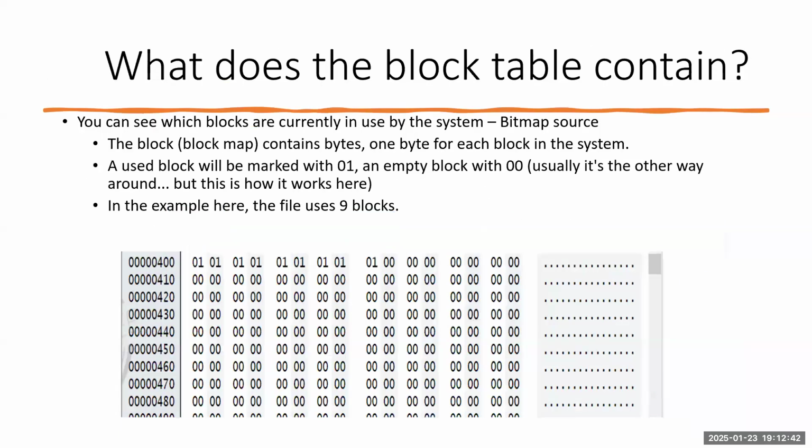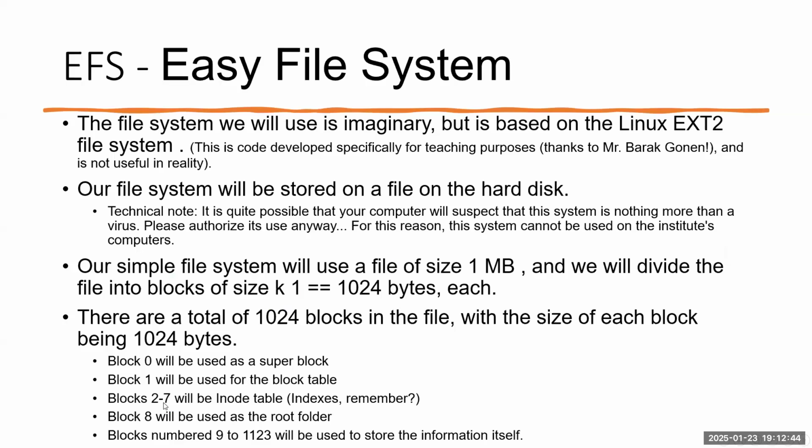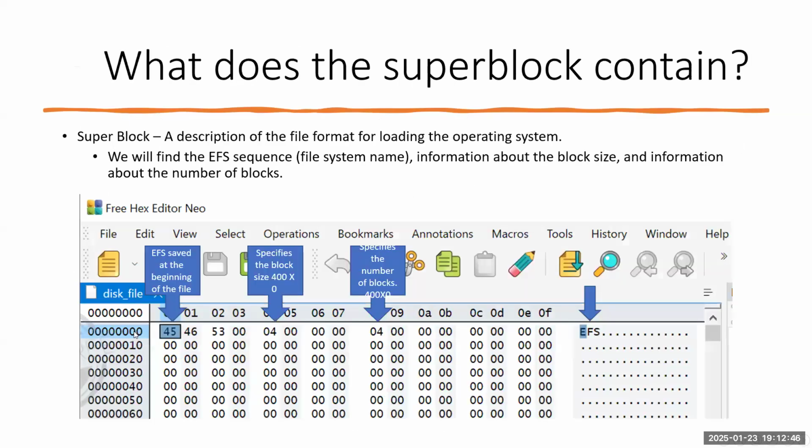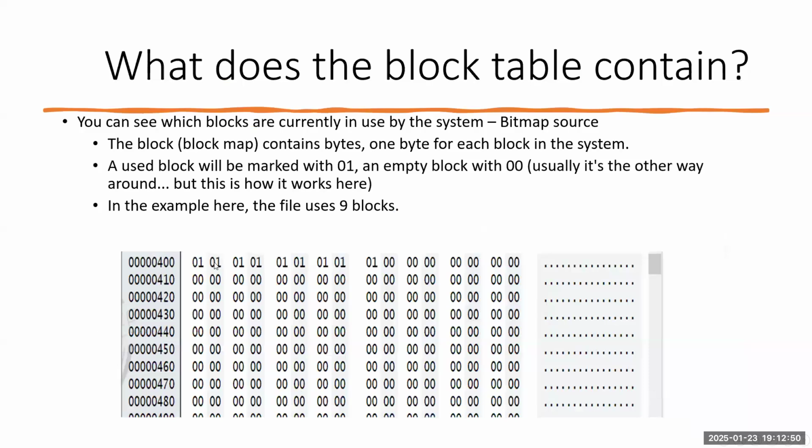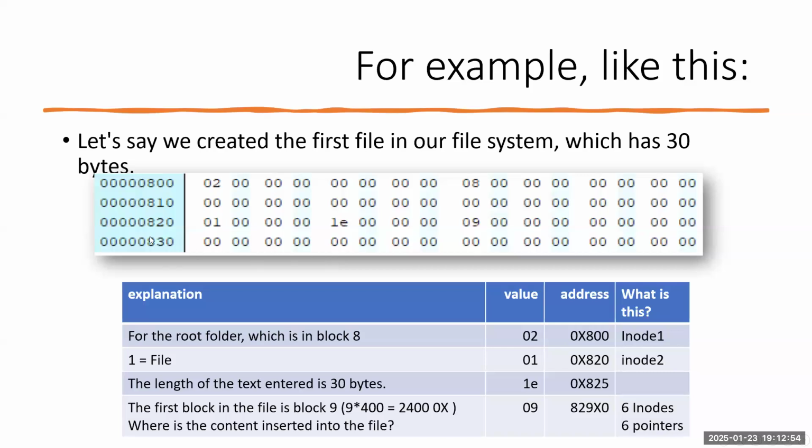Back to here, just to remind you first, we have all the 2 to 7. Remember we said when we were at 0 was the basic name, then at 400 was the block table. And now we're saying that at 800, the next one, we have 2. Why is it 2? Let's say we created the first one, which is 30 bytes. Well, 30 bytes will fit into 1 block. So why is there 2 here?